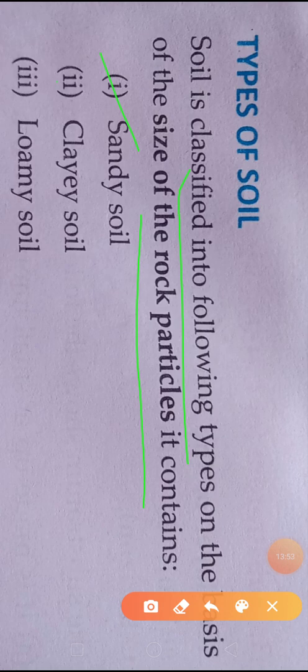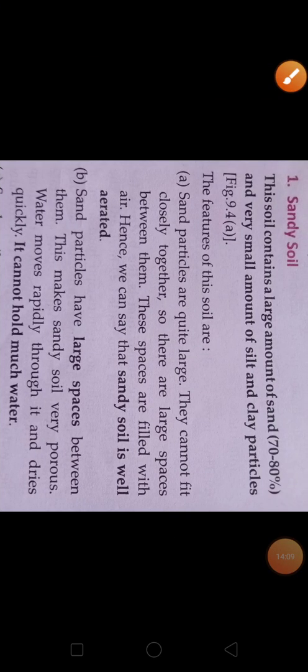Okay, clay soil has the highest water holding capacity, and loamy soil is the perfect soil for the growth of the plants. Okay, so we'll discuss this in detail. First, see the sandy soil.